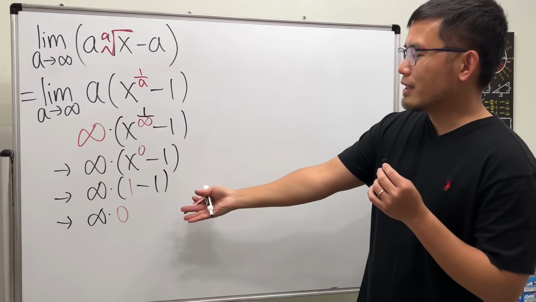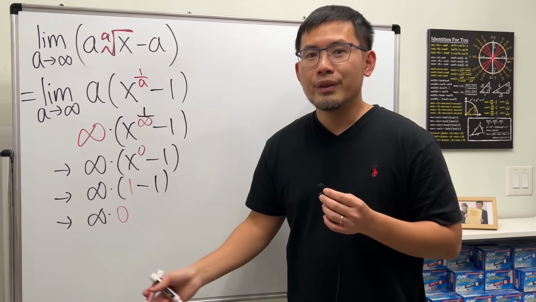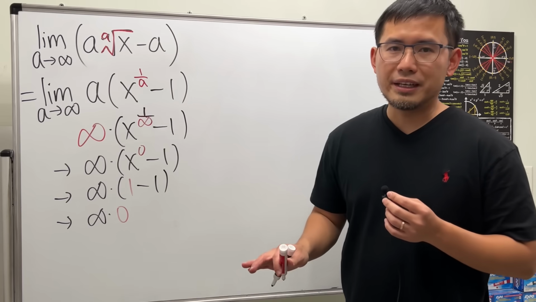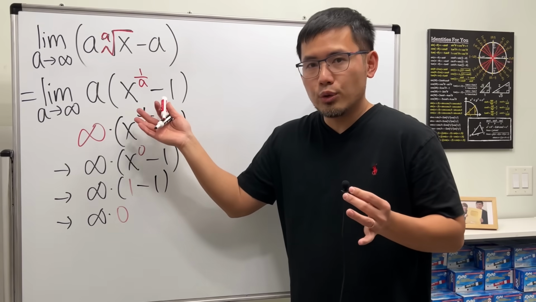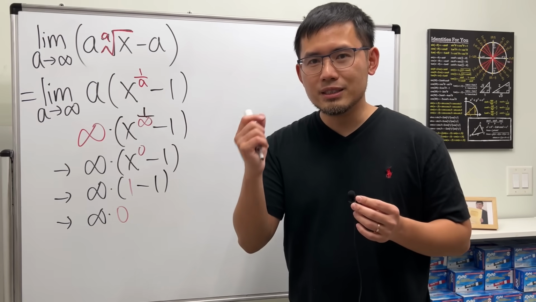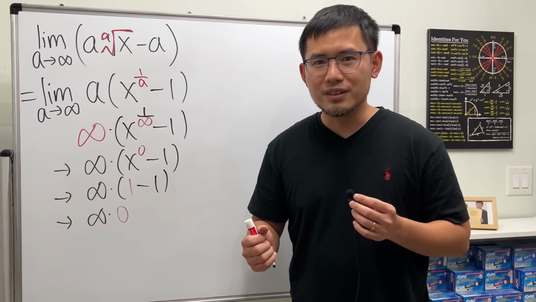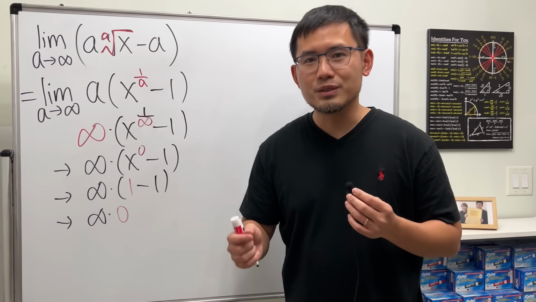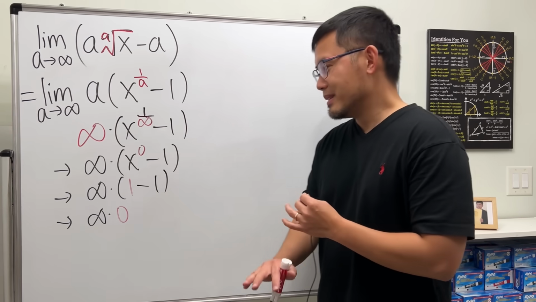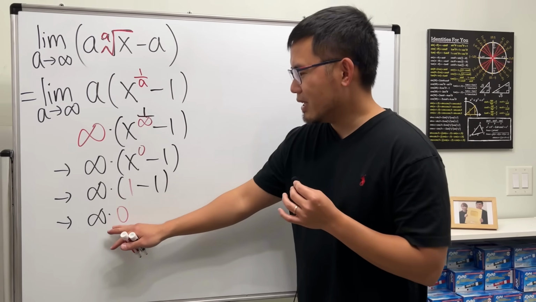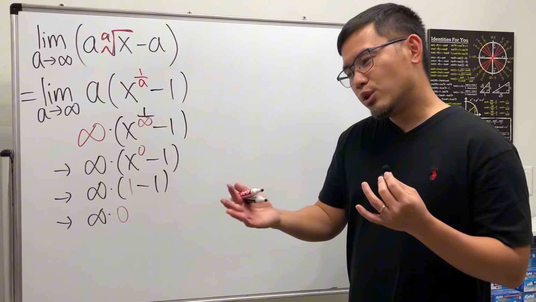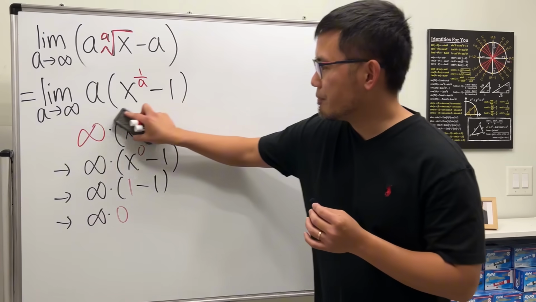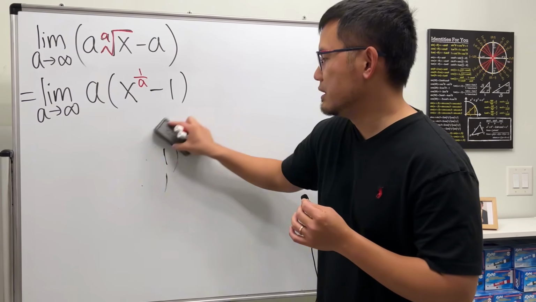Oh no, this is an indeterminate form. Even worse, this is the indeterminate form that we really don't like. Indeterminate form is okay only if it's 0 over 0 or infinity over infinity. Those two, we like much better because we can use L'Hopital's rule. So we are going to see how we can somehow change this to 0 over 0 or infinity over infinity in order for us to proceed.